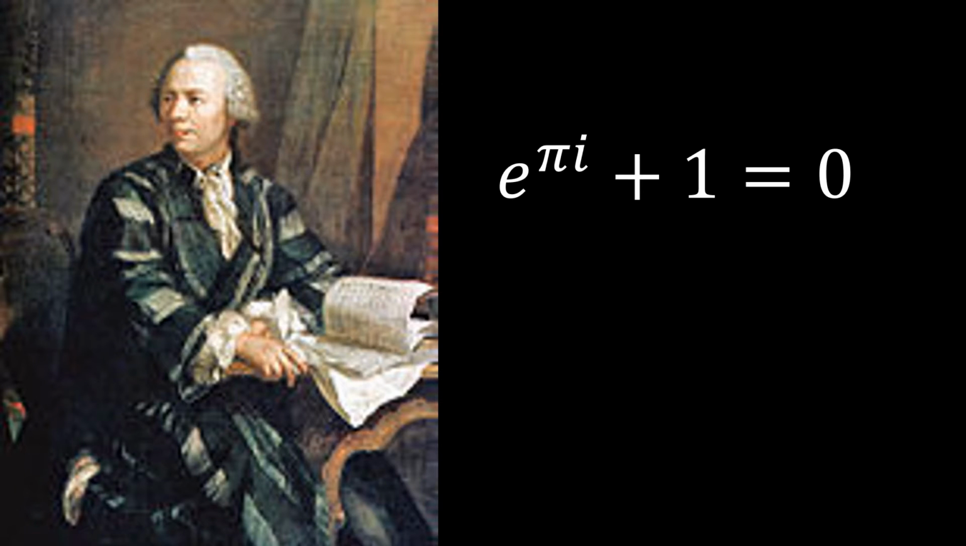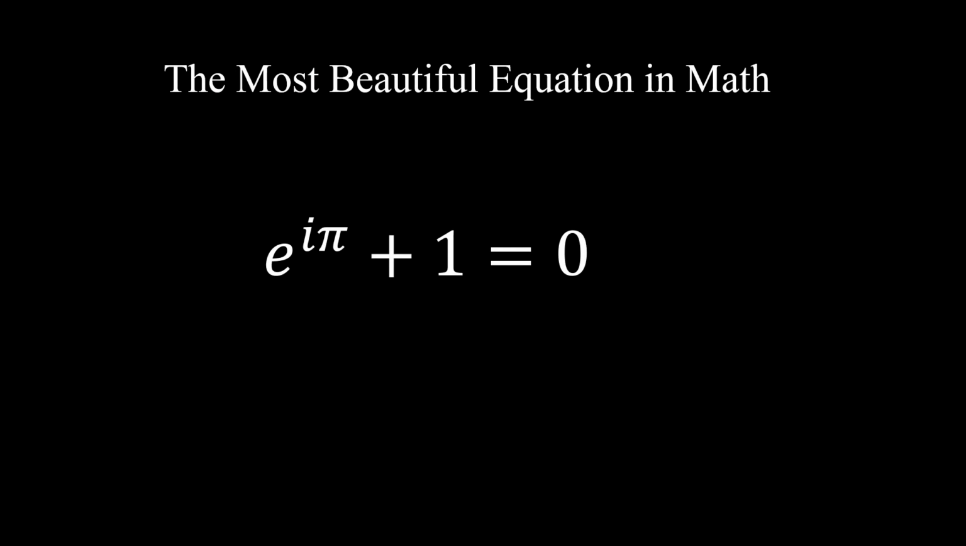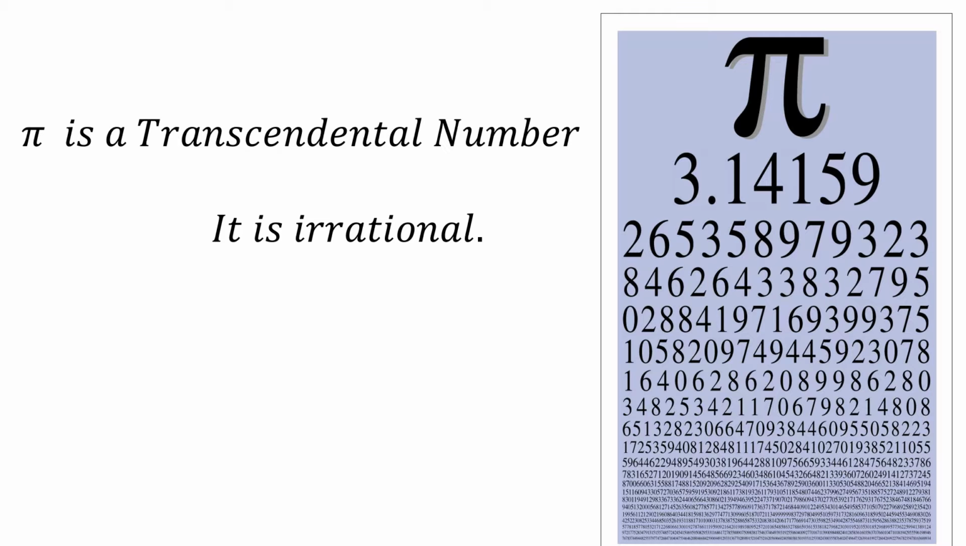Let us see Euler's equation, e raised to i pi plus 1 equal to 0. This is the most beautiful equation in math, and it was created by a mathematician, Leonhard Euler. In this equation, we have the symbol pi.